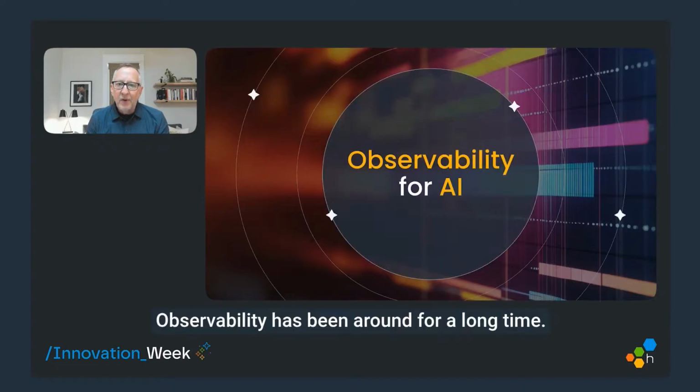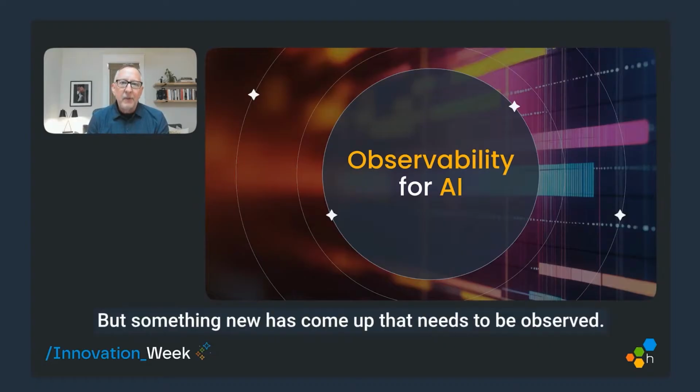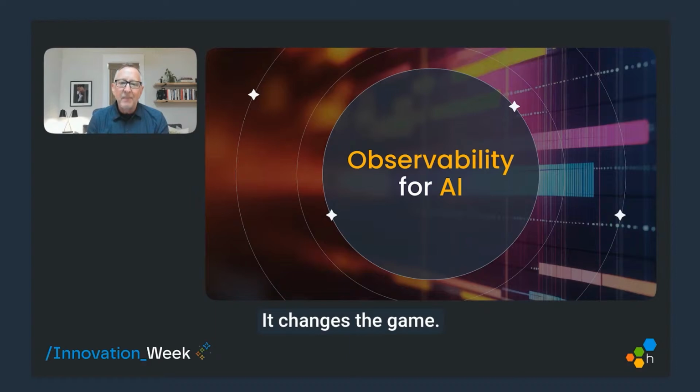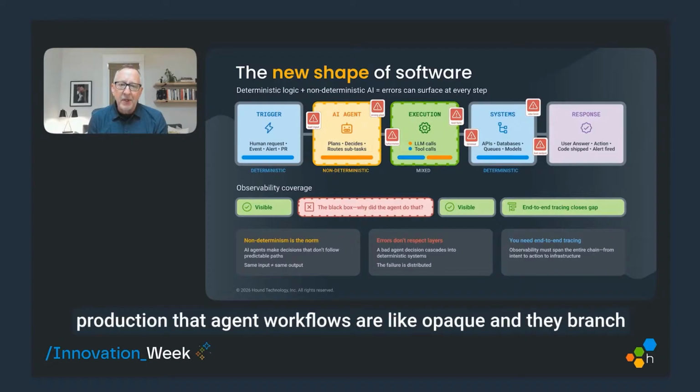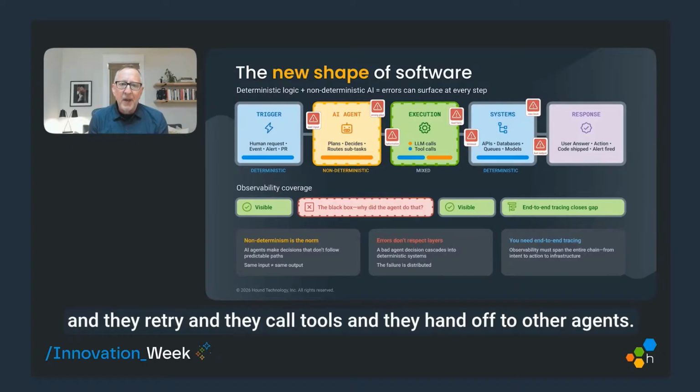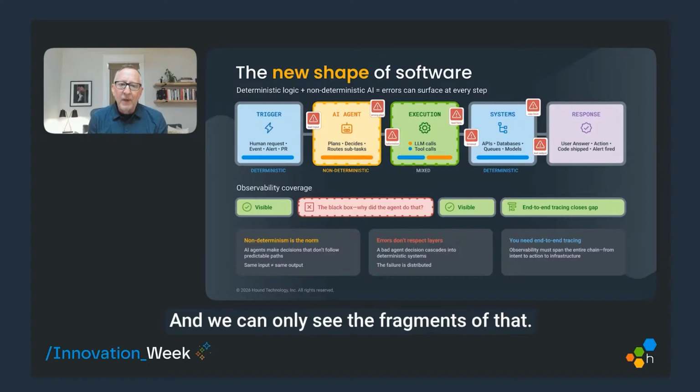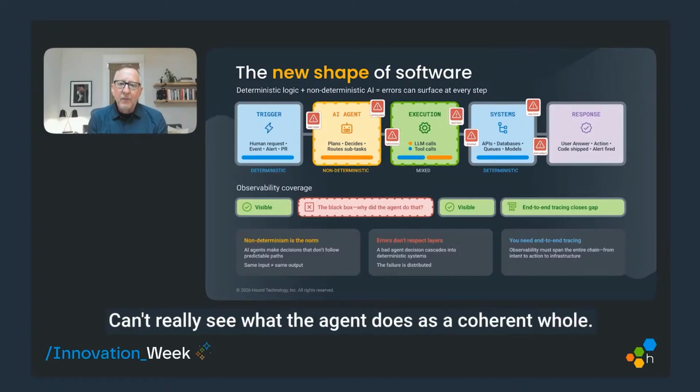Observability has been around for a long time. We all know that. But something new has come up that needs to be observed. It changes the game. Can you guess what that is? We hear over and over again from teams that are putting agents into production that agent workflows are opaque and they branch and they retry and they call tools and they hand off to other agents. And we can only see the fragments of that. We can't really see what the agent does as a coherent whole.